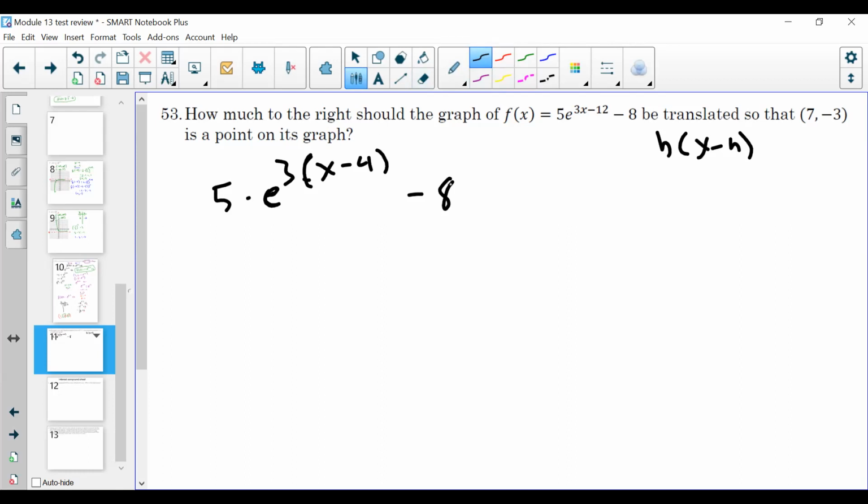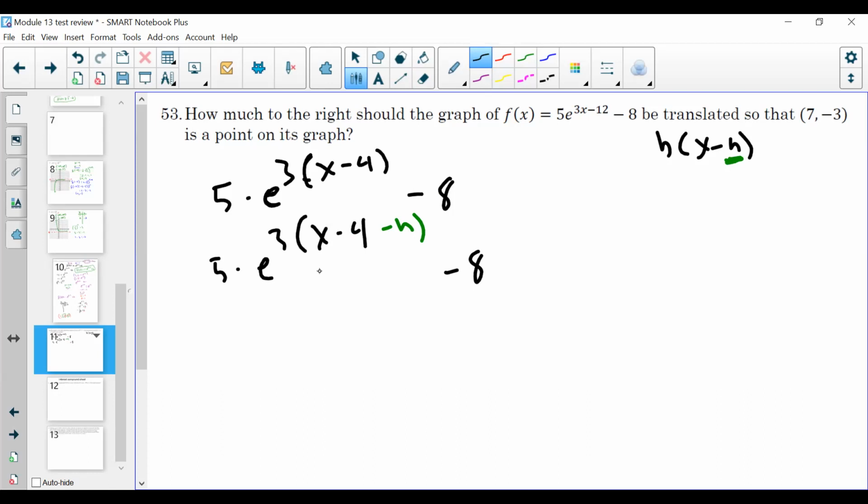And then after that, I'm asked how much to the right should the graph of f of x be moved. Anytime you're putting an h value, because moving it left to right is an h value, you put it inside the parentheses. So it's x minus 4 minus h, right? Because the h is in that equation, inside the parentheses. That's also another reason why you need to make sure you factor out the coefficient in front of x.